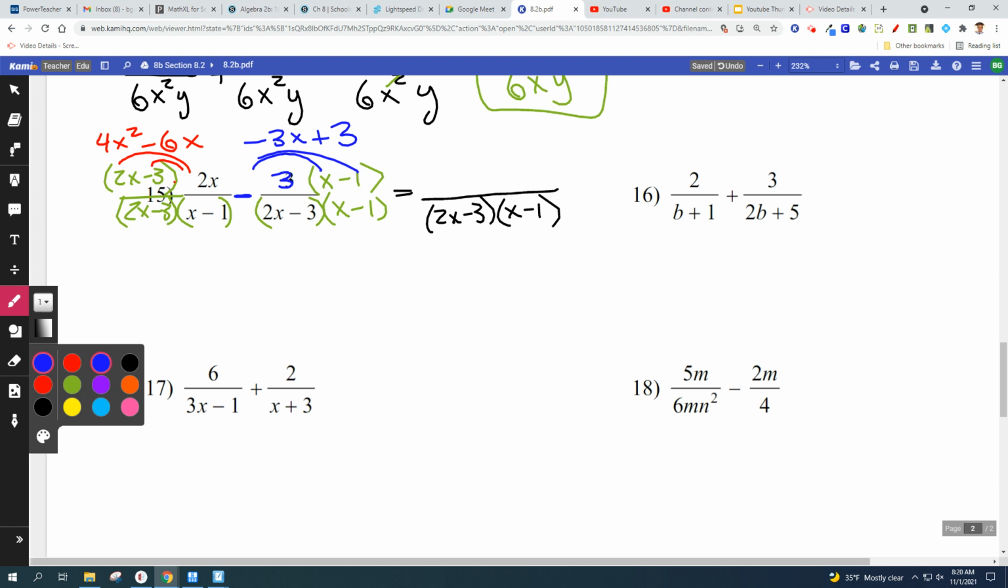And so combine like terms. The only like terms are minus 6x minus 3x is minus 9x. I've got 4x squared minus 9x plus 3.